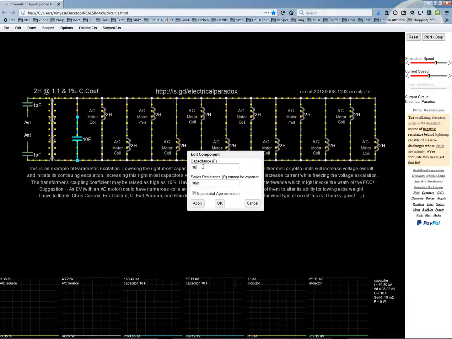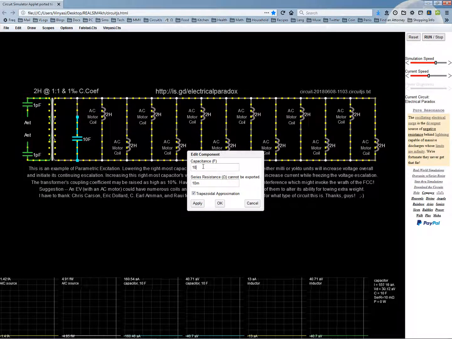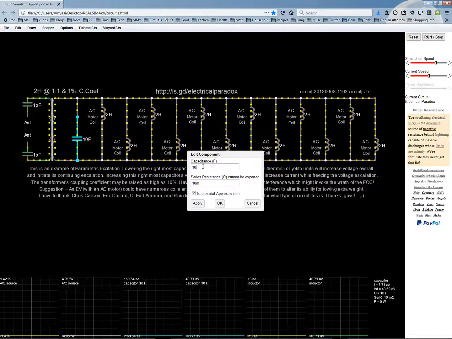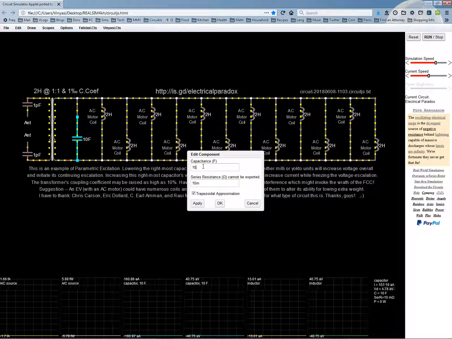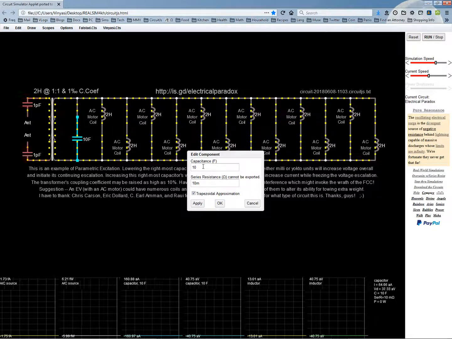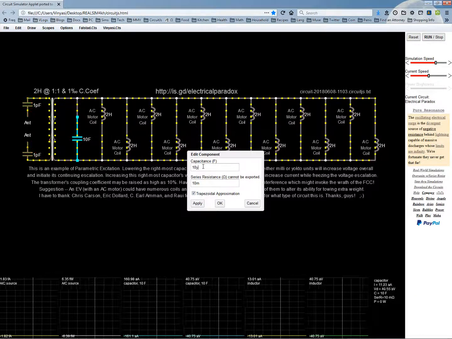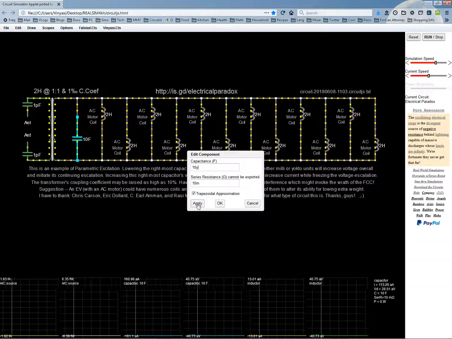Whoops. And then, oh, no wonder I have the wrong... Oh, this is the realistic simulator. This is not the equivalent series simulator. How about that? I accidentally started in a different simulator.